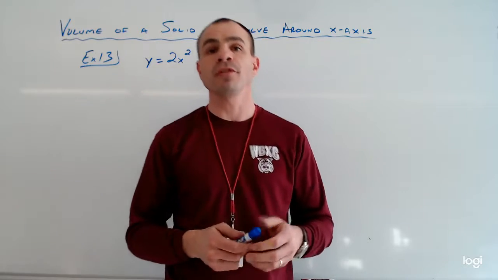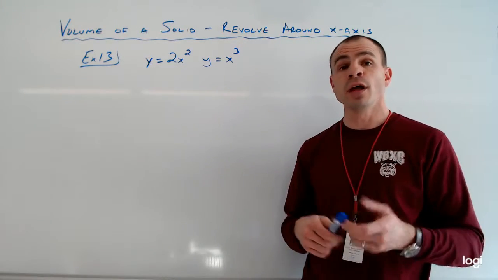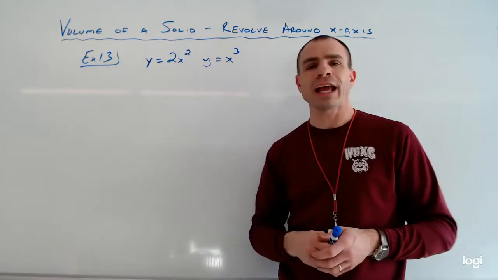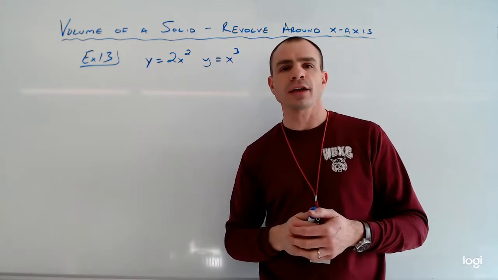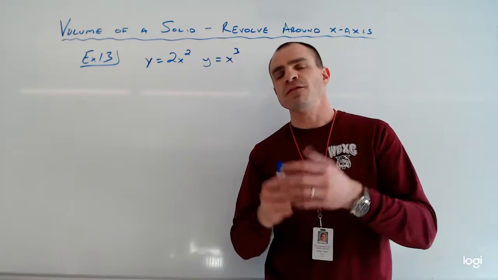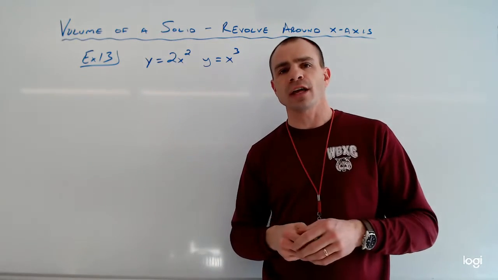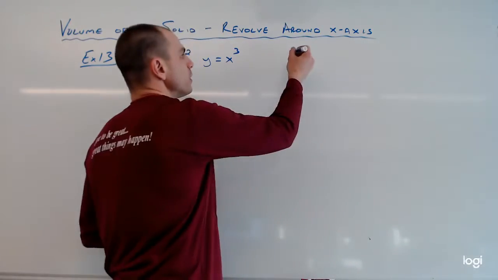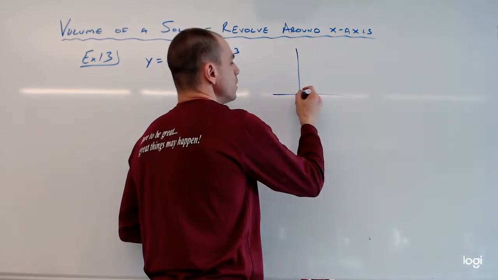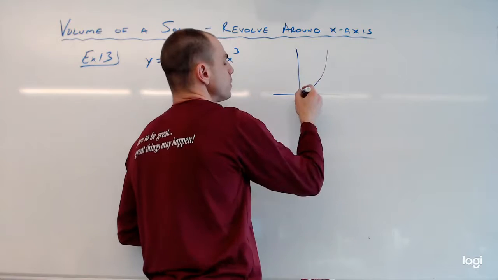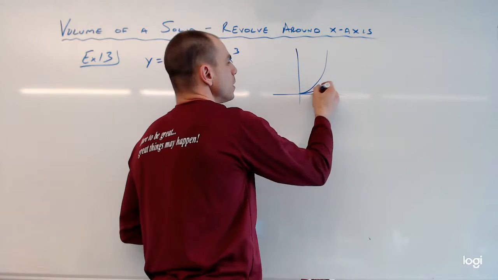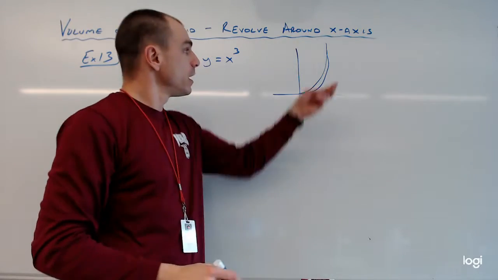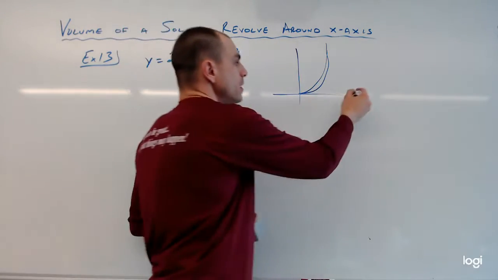Our next example is asking us to find the volume of the solid that's formed when the region between 2x squared and x cubed is revolved around the x-axis. We can find what this looks like using our graphing calculators. If you do so, we'll see just a very quick sketch. The 2x squared will do this, and x cubed actually comes underneath it. So we kind of have this banana shape happening, and that is being revolved around the x-axis.